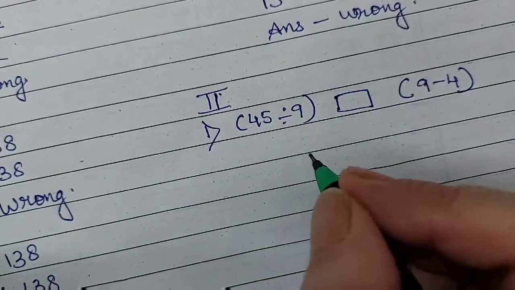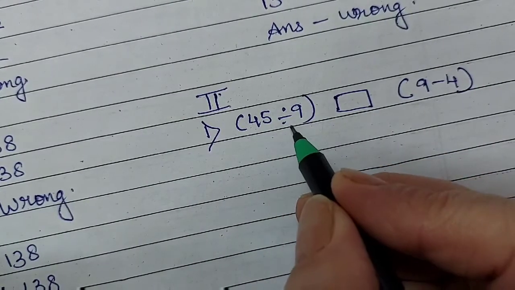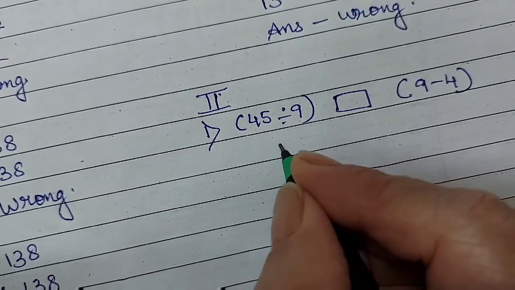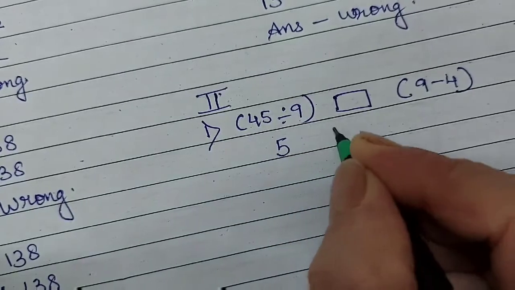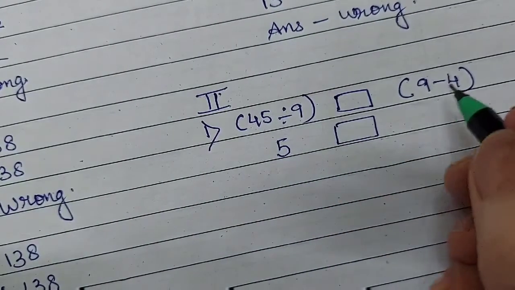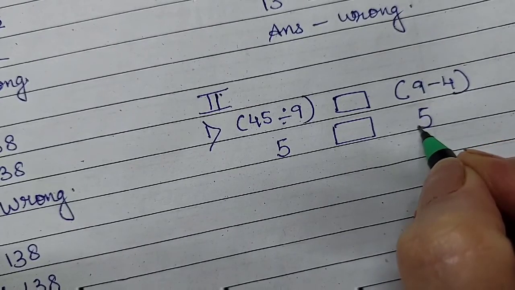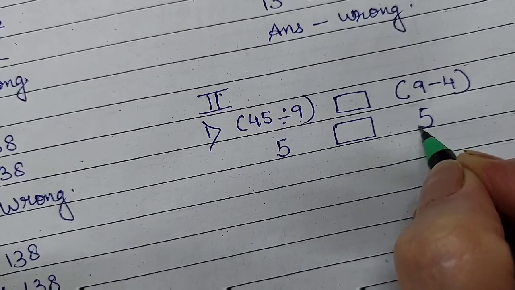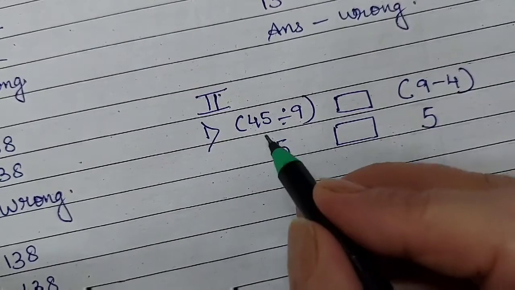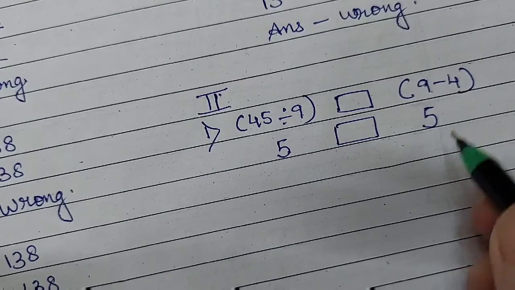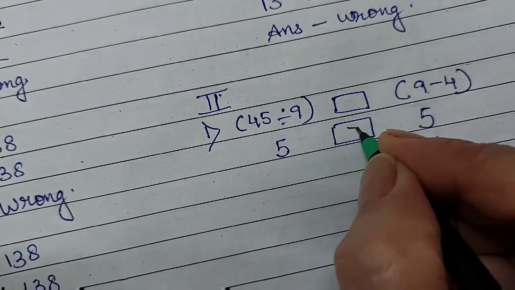So we will write in the next line and solve. 45 divided by 9 is equals to 5. Make the box. 9 minus 4 is 5. So what will you do? What can you do? Tell me children. It is equals to sign, 5 and 5. No, 45 divided by 9 is 5 and 9 minus 4 is 5. So this is the equal to sign.